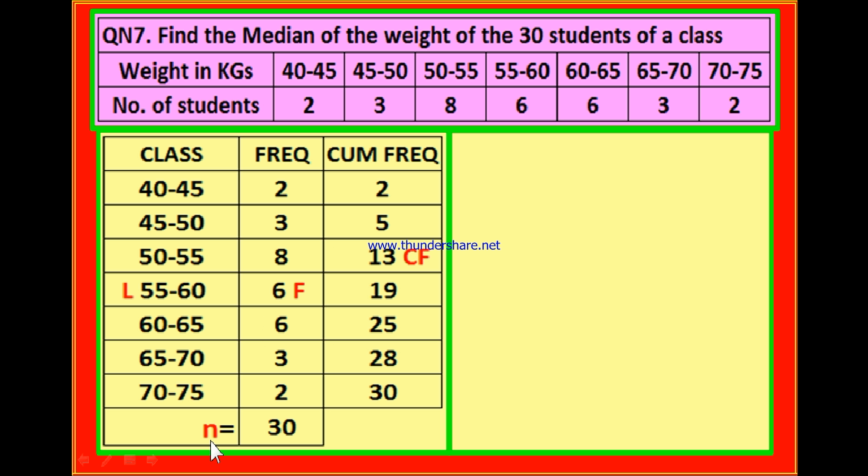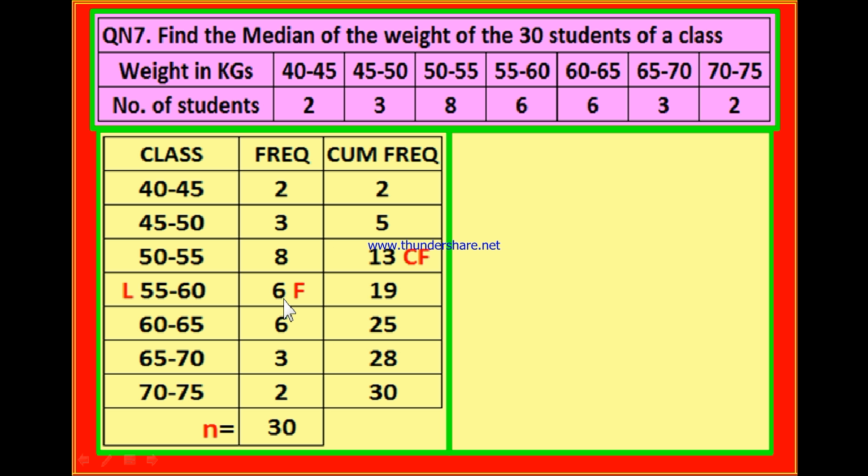Therefore, the sum of the frequencies is given by n equal to 30. After getting the n value, you have to find out the n by 2 value. 30 by 2 is 15. Now, you have to pick up the class which has this n by 2 value. If you observe the cumulative frequency column, 2, 5, 13, all these are less than the n by 2 value. But this is the value which is just more than n by 2. Therefore, this class is the median class.